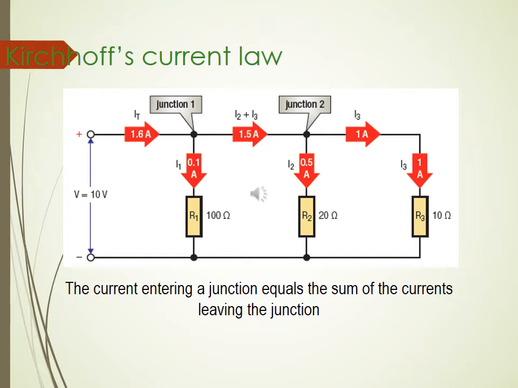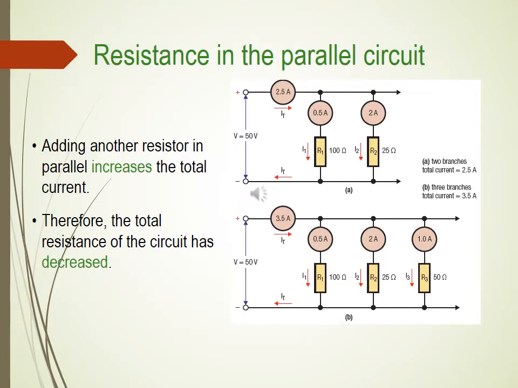The remaining current of 1.5 amps continues on to junction 2, whilst 0.5 of an amp flows through R2, which leaves 1 amp remaining to flow through R3. And of course, on the way back to the negative of the battery, the currents join up again to equal 1.6 amps.